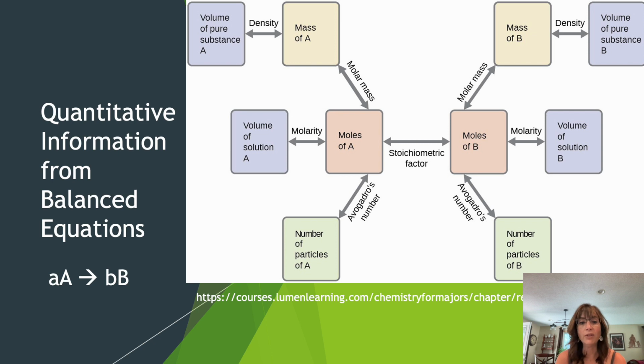What if you start with volume? You can use molarity to get moles, and then you can go to moles of something else. Start with number of particles, particles to moles, and then you can do the mole ratio. Same thing, once you find the moles of whatever you're looking for, if your answer needs to be mass or volume, you just keep going with your conversion. It's pretty cool.